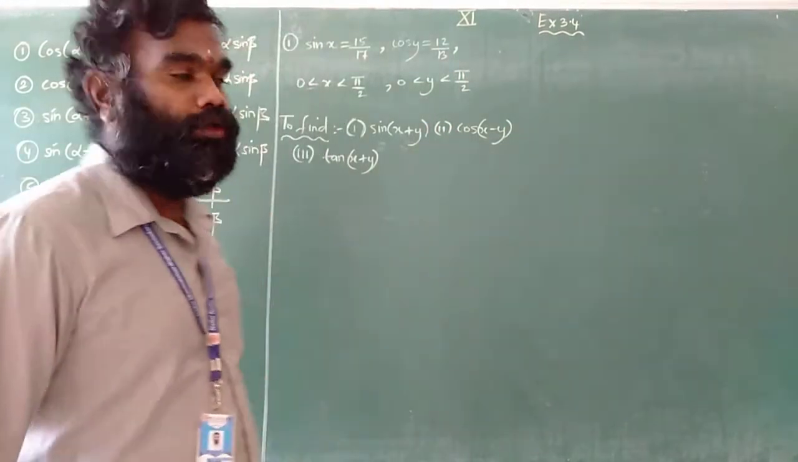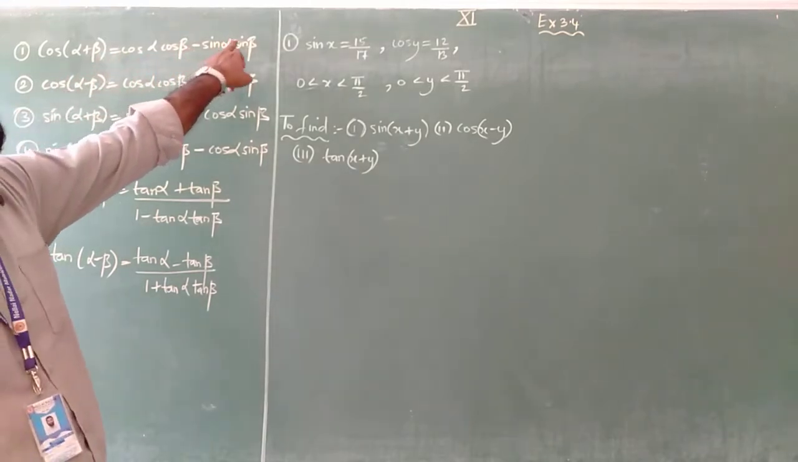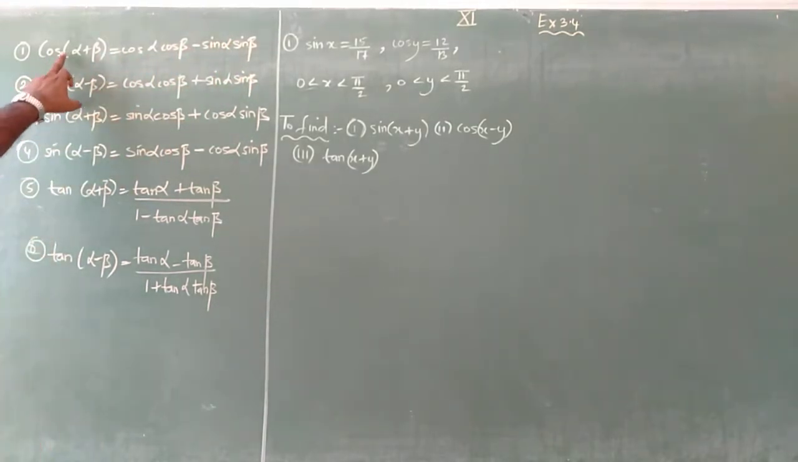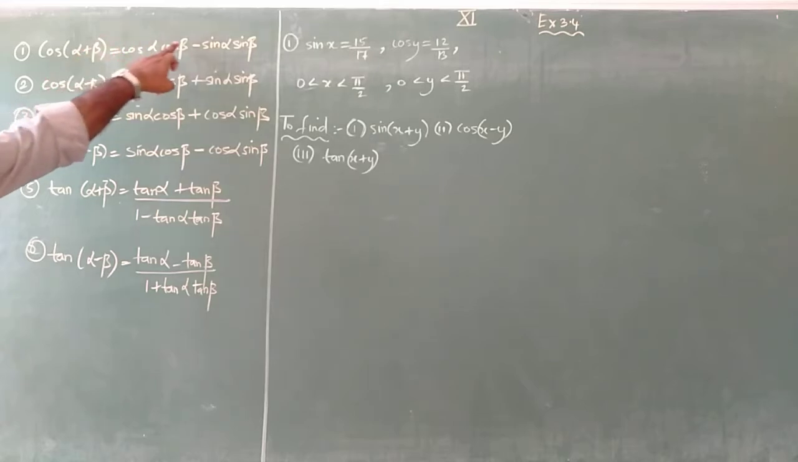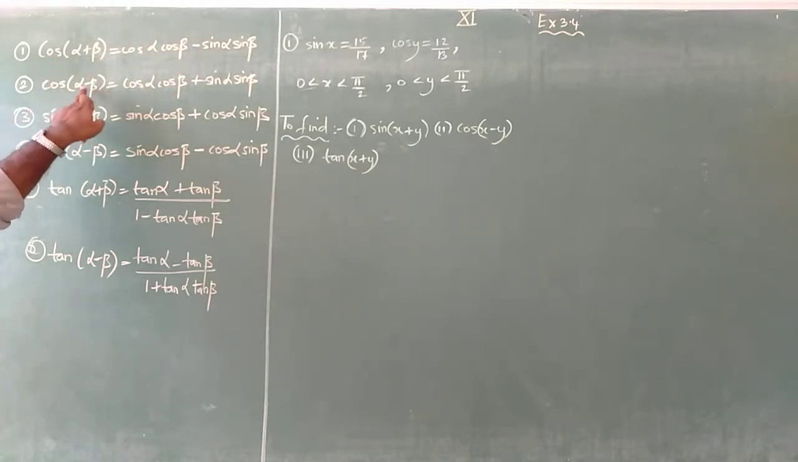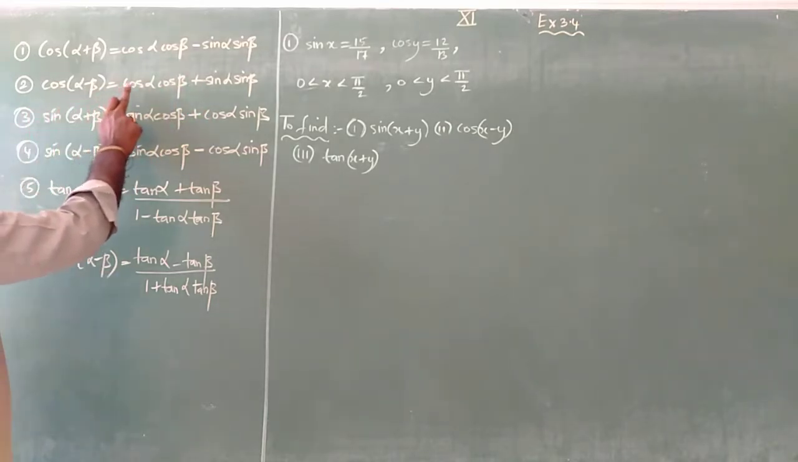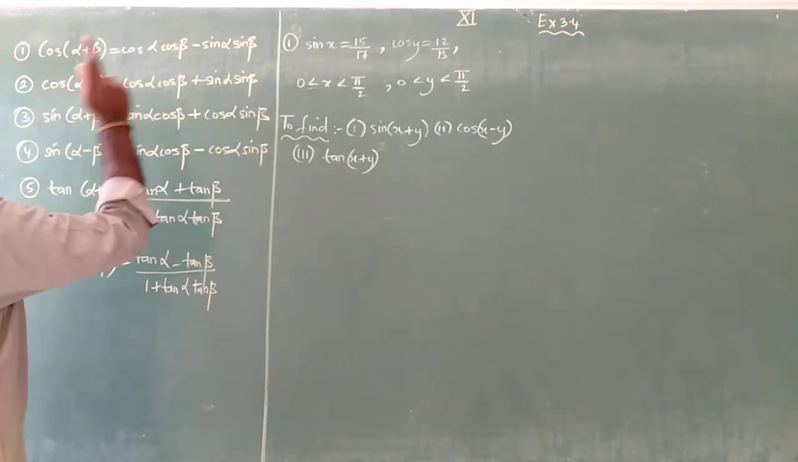Exercise 3.4. These are the few formulas we need to use for this exercise. Cos(alpha plus beta): here it is plus, but on the right side minus is present. Cos(alpha plus beta) is equal to cos alpha cos beta minus sin alpha sin beta. Cos(alpha minus beta): here minus is present, so we are going to write plus. Cos(alpha minus beta) is equal to cos alpha cos beta plus sin alpha sin beta.